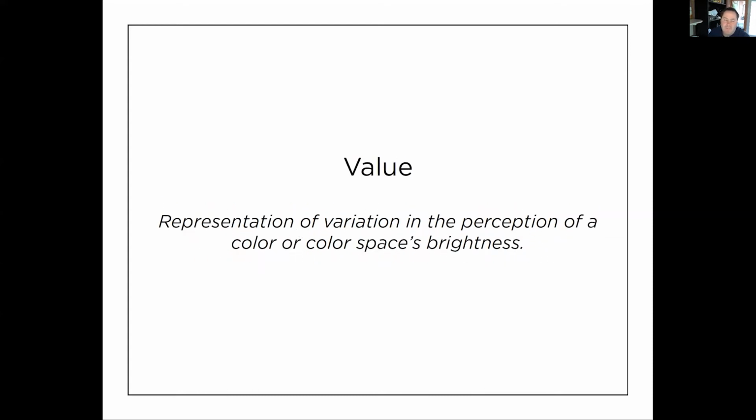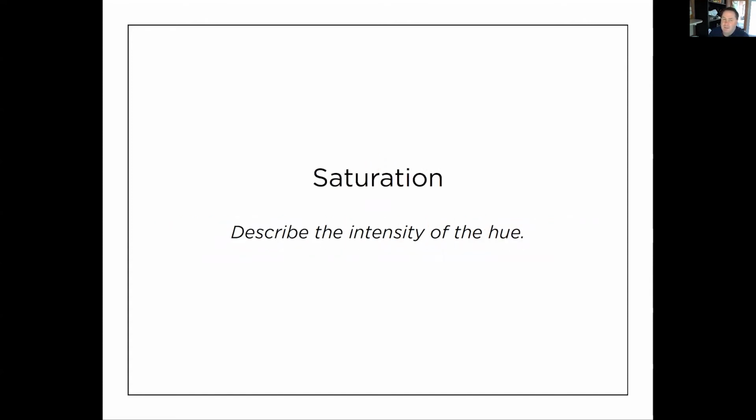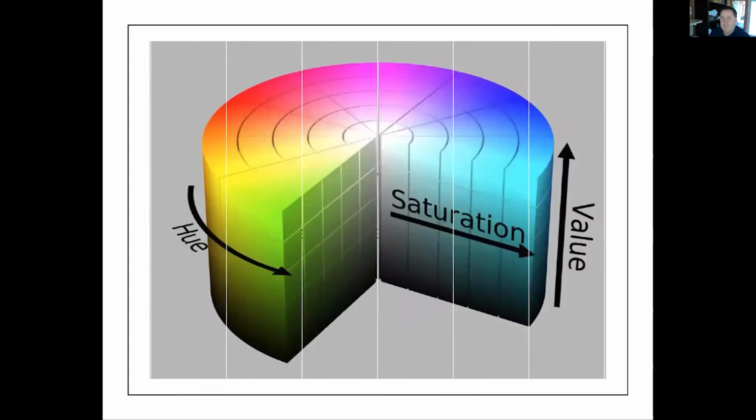The value is the representation of the variation in the perception of the color or color space's brightness. How bright is that particular color? How strong is that particular color? And then the saturation is the intensity of that hue. Again, going back to how strong it is or how dull it is, it can represent that particular color.